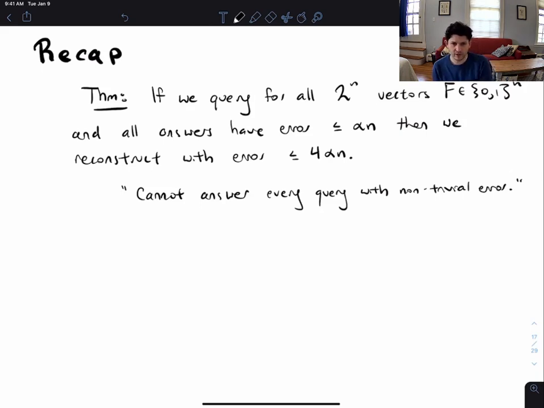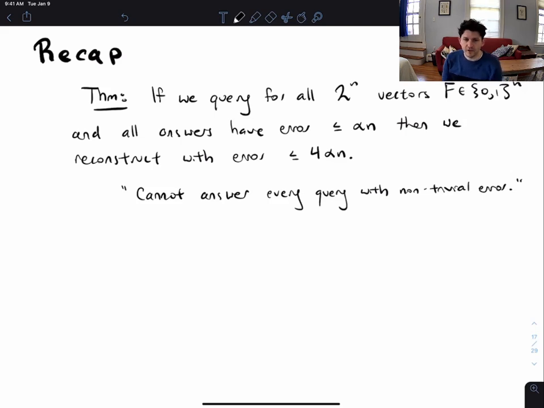Then the reconstruction algorithm we saw allows you to reconstruct the secret vector with error at most 4 alpha n. Okay, so for example, if all the queries are answered with error 0, we reconstruct the secret vector exactly. But if all the answers are given to us with error at most n over 1,000, we get n over 250 wrong at most.